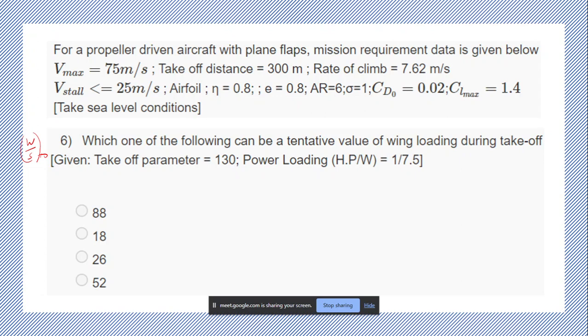You have to first calculate T by W. Is that what you said? How do you calculate T by W? What was the equation?